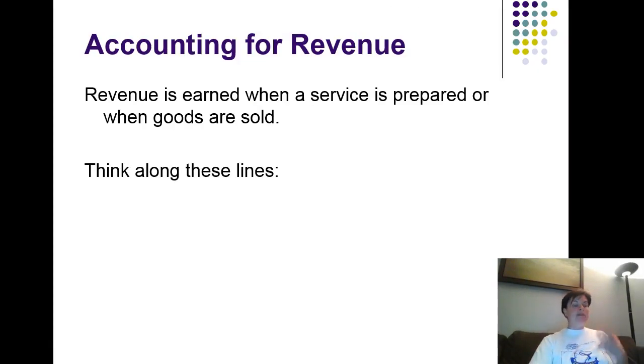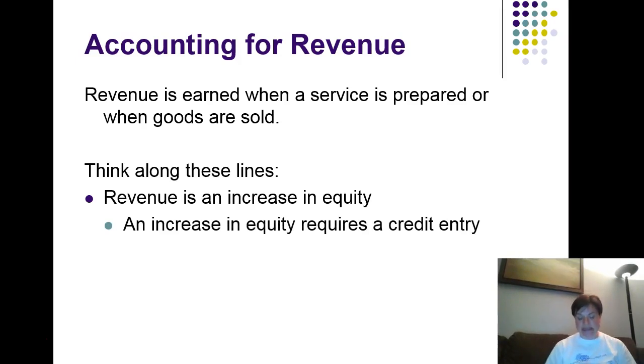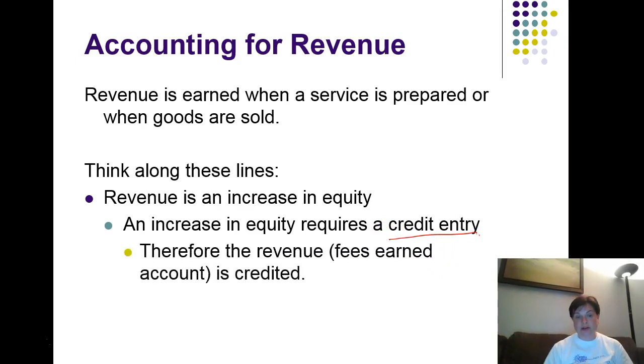So let's think about accounting for revenue. Revenue is earned when a service is performed or when goods are sold. So I want you to think about revenue along these lines. What's revenue going to do to owner's equity? Well, revenue is an increase to equity. Anytime we sell something, that's going to increase equity. And we know that equity increases on the credit side. Therefore, revenue is credited. So revenue is always going to have a credit balance.